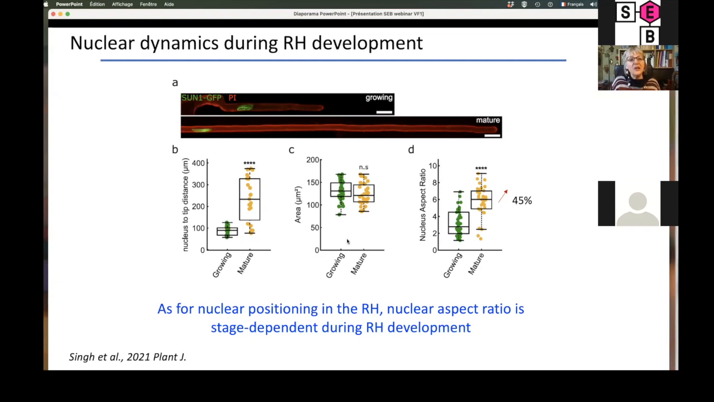Interestingly, there are no clear differences in terms of area of the nucleus in growing or mature root hair. But the most important thing is that the nuclear aspect ratio was considerably increased by 45% in mature root hair. So, as for nuclear positioning in the root hair, nuclear aspect ratio is also stage dependent during root hair development.